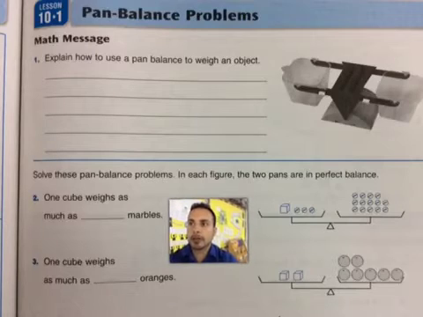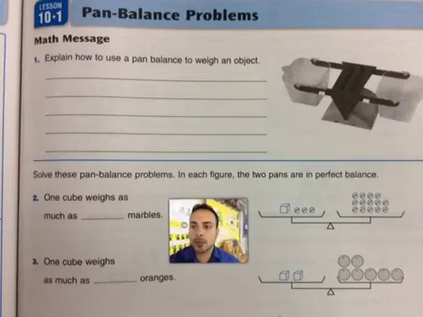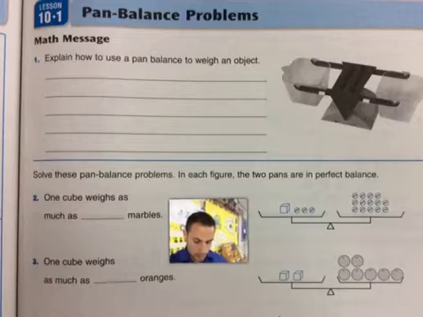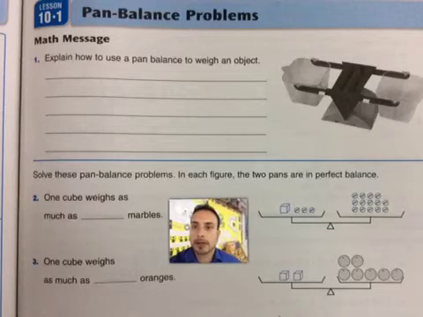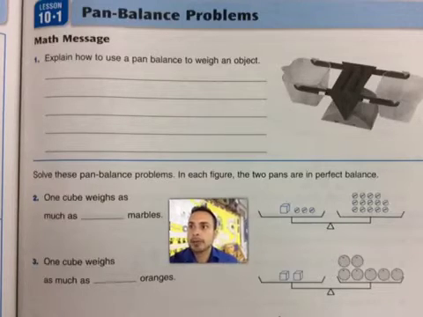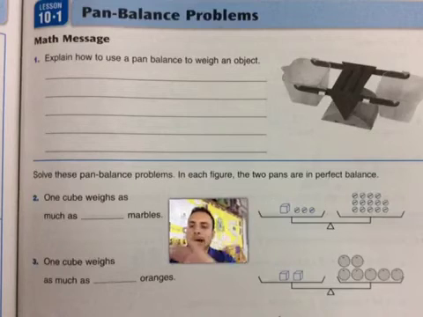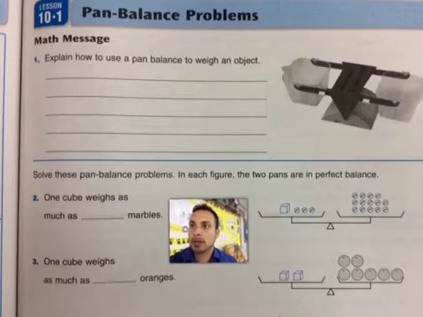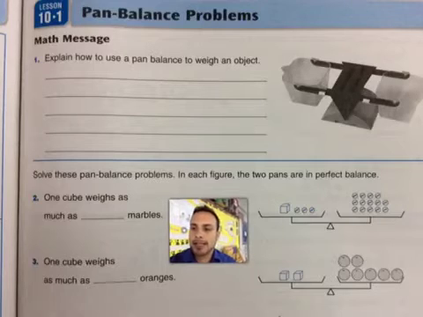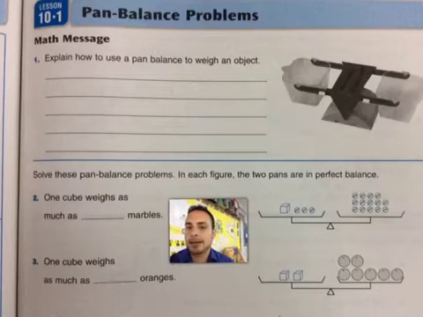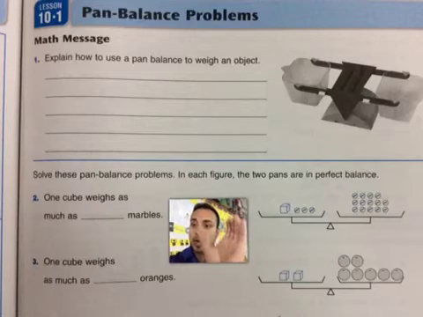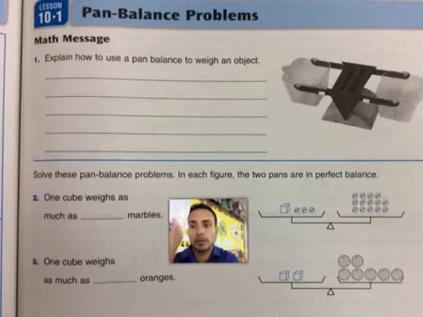Hello boys and girls, this is lesson 10-1 on page 333 of your math journal. Here we're going to look at how to balance equations, and we're looking at the title here, Pan Balance Problems. An example of balancing an equation means that when we say equal, we're saying that one side of the equation is equal to the other side.